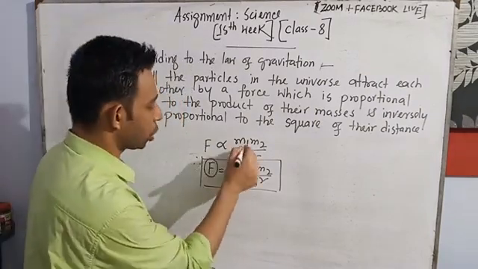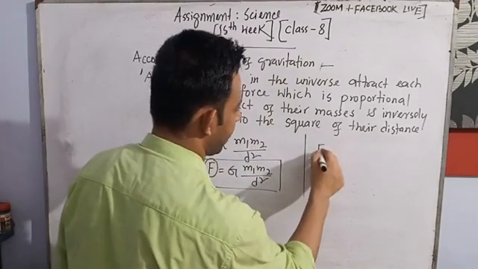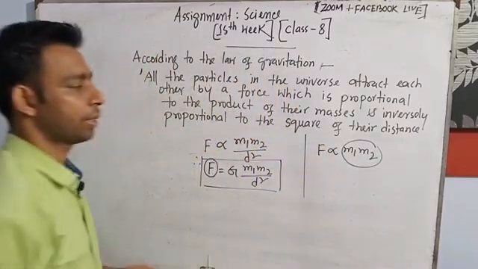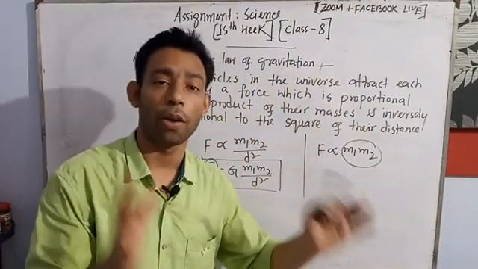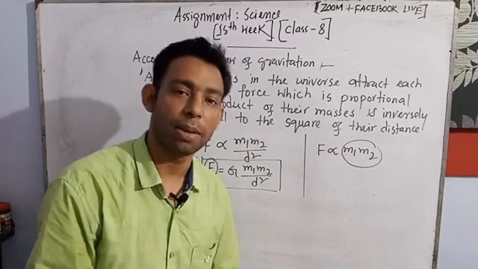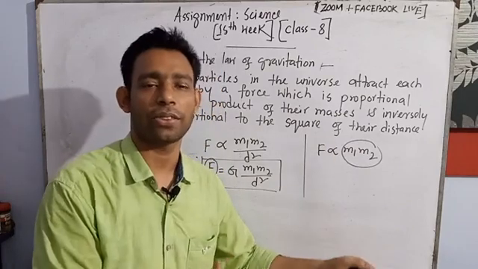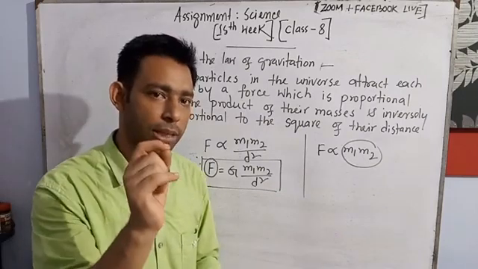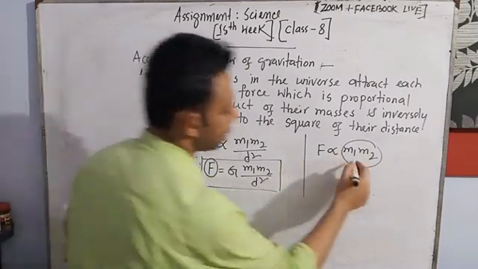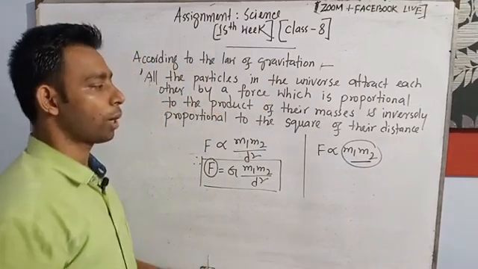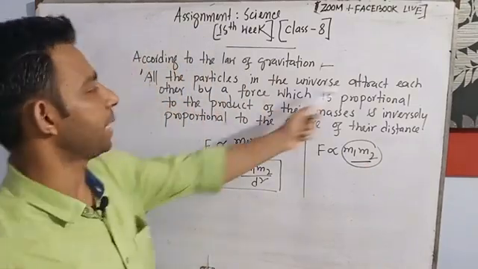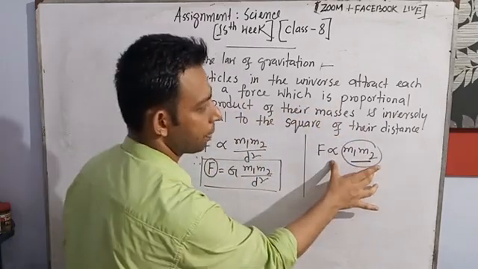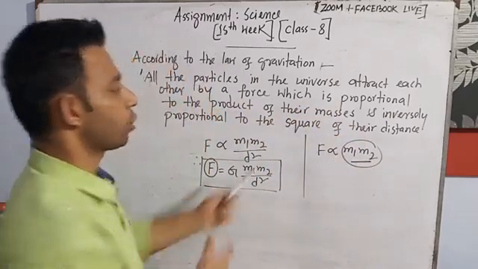F is proportional to m1 m2, means the mass of an object. If the mass is maximum, the force of attraction will be maximum. So that happens. You will write in there by your own sense, own innovation, since the product of the mass of any two objects, all the particles attract each other by a force, we know, which is proportional to the product of their masses and inversely proportional to the square of the distance.